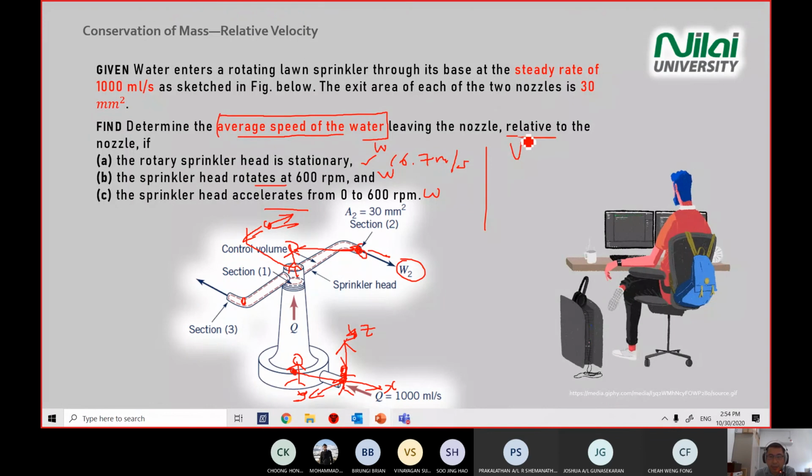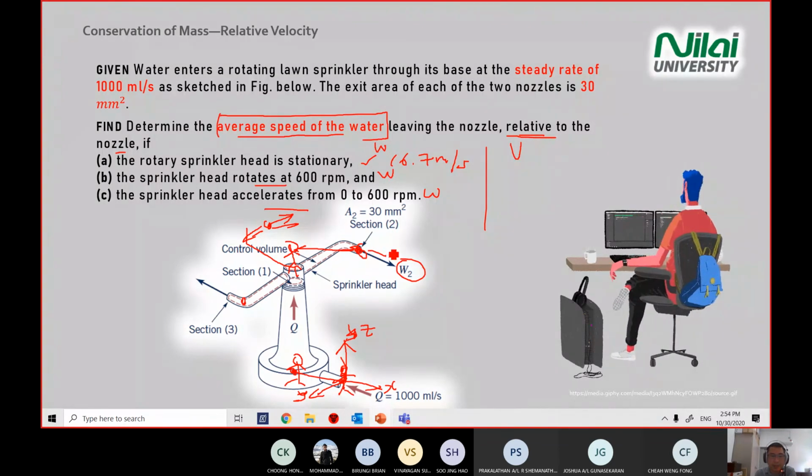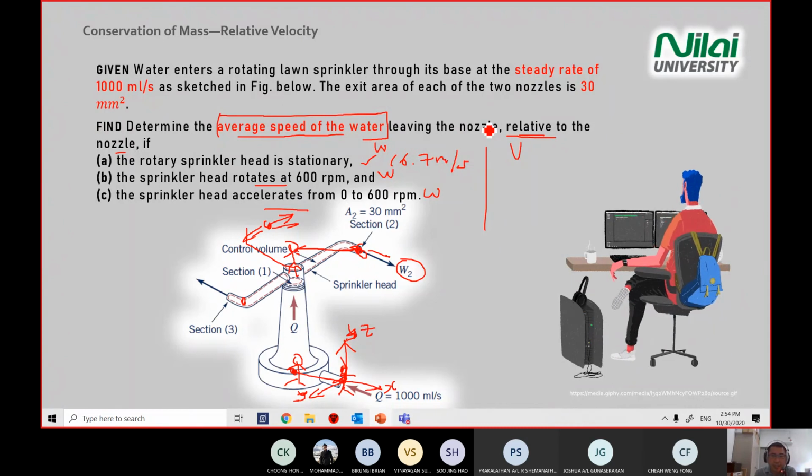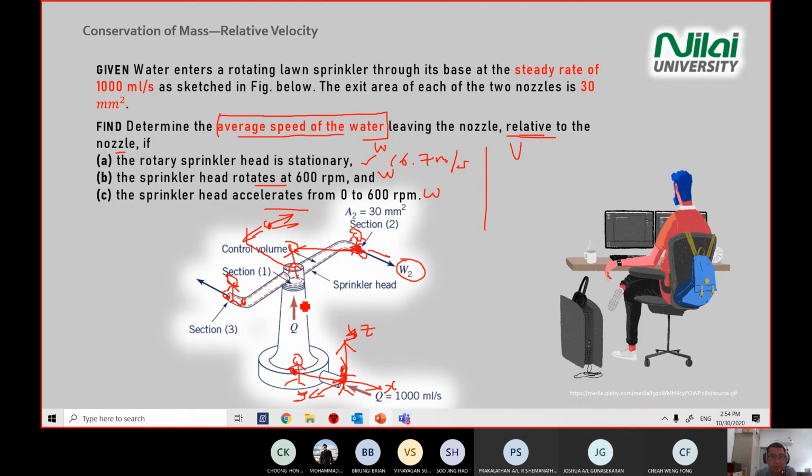Relative here, the word gives you a keyword: relative to the nozzle. If you really want to look deeper, because this one gives you relative to the nozzle, it means you're sitting at this nozzle head here. So this is the nozzle. You sit here and look at the water. So no matter whether it spins or not, it's still the same, right?